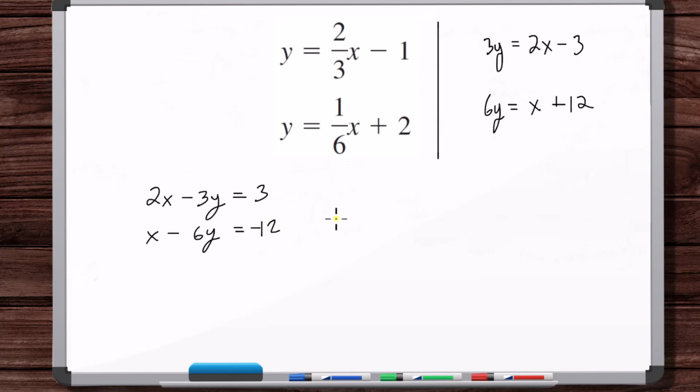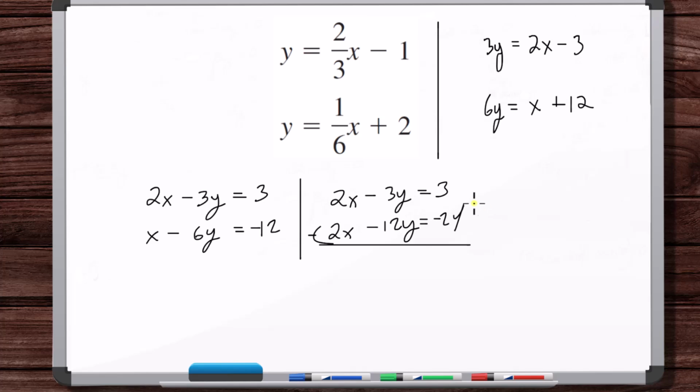Okay, let's multiply the second equation by 2. 2x minus 12y is equal to minus 24. Now subtract these two equations. Minus 3 plus 12 is 9. 3 plus 24 is 27. So y is equal to 3.